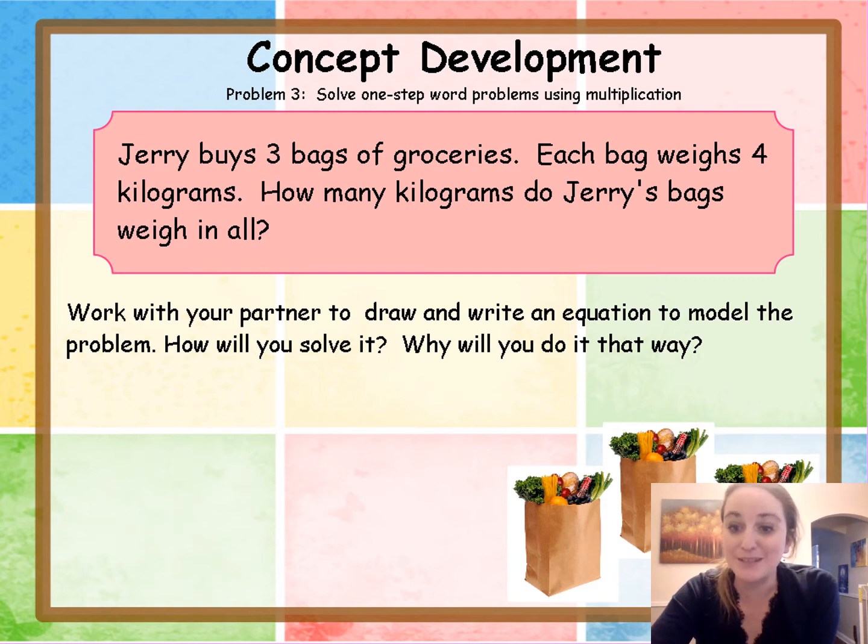So now I'm starting to think that this equation is going to be 3 times 4. I could draw an array or tape diagram or skip count to solve. I'm going to skip count because that's the fastest option. I can count by 3s 4 times, or I could count by 4s 3 times. 4, 8, 12. 3 times 4 is 12. So Jerry's bags weigh 12 kilograms in all.